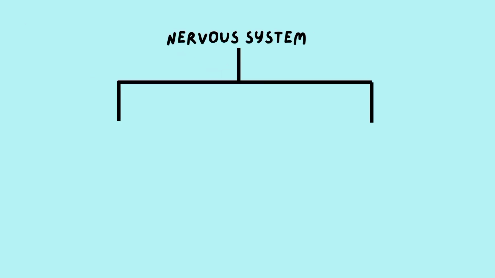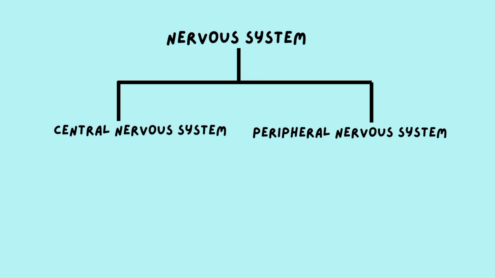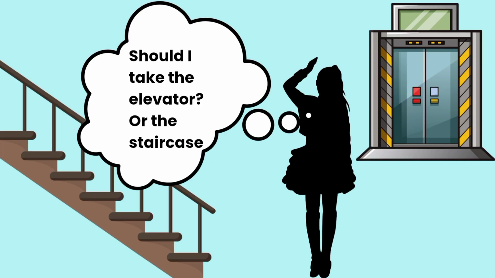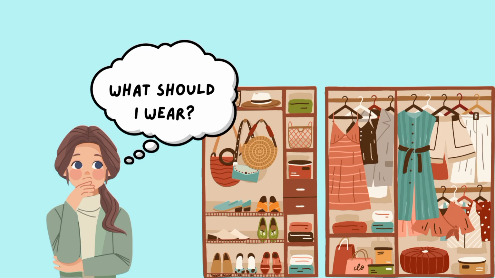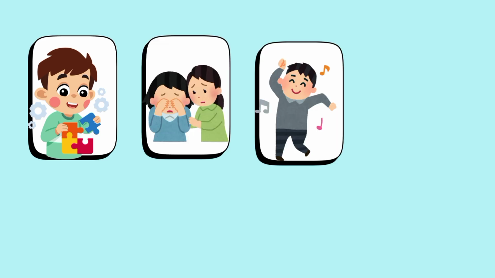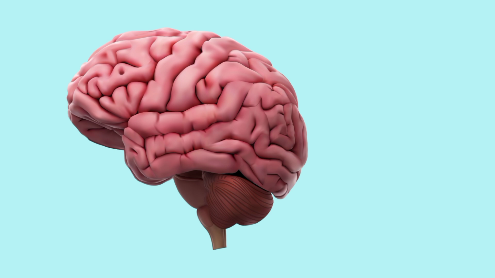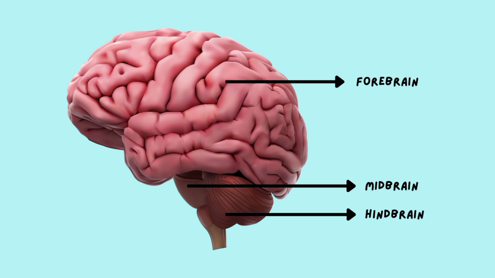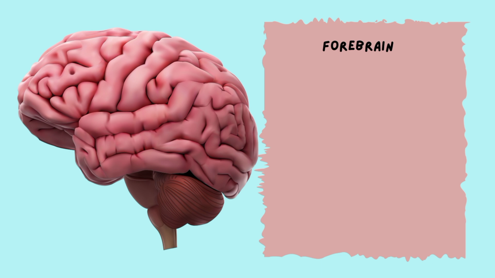It consists of the central nervous system and the peripheral nervous system. The central nervous system includes the brain and the spinal cord, and it is responsible for decision making. The brain is the most important part of the body. It helps us think, feel, move, and respond to our surroundings. The brain can be divided into three parts: the forebrain, the midbrain, and the hindbrain. Each part has its own important job.